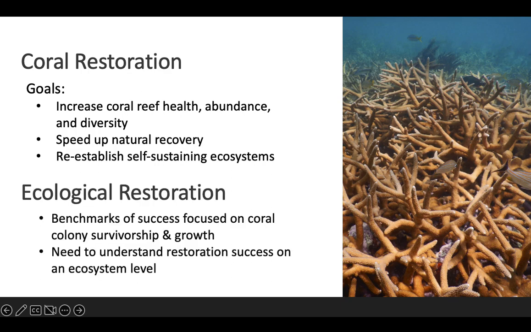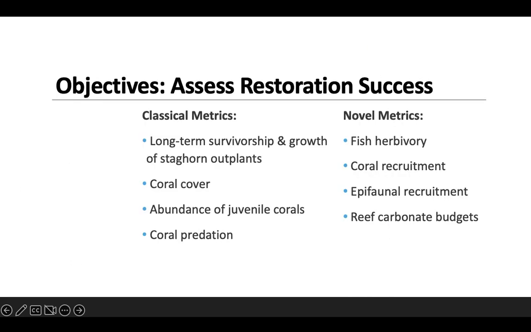This is really important for species recovery, but we need a more complex approach in order to evaluate the ecological impacts and benefits that coral restoration can have on the reef ecosystem as a whole, shifting from small scale to ecological scale in terms of coral restoration. So these are all the objectives that I looked at in my study.